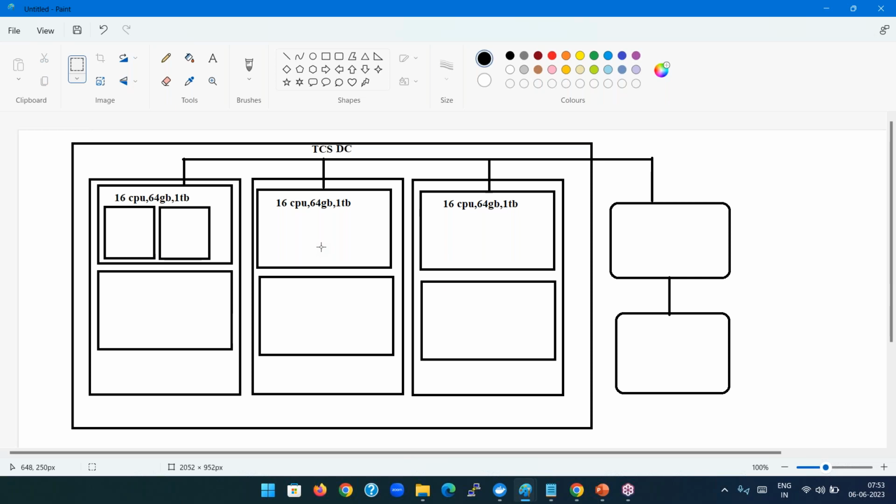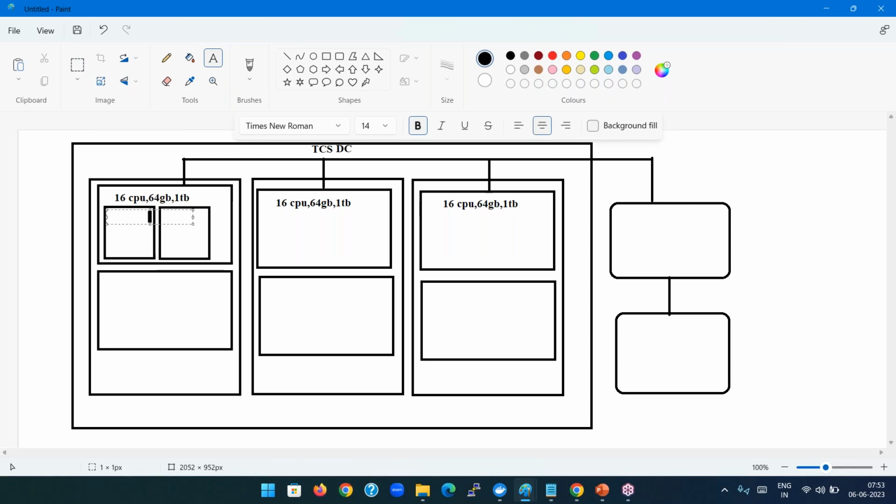I'm going to create a virtual server with 4 CPUs, 16 GB of RAM, and some 100 GB or 200 GB of storage. So this is a virtual machine created with 4 CPU cores, 8 GB of RAM, and 100 GB of hard disk space. These resources will be consumed from your physical server only.